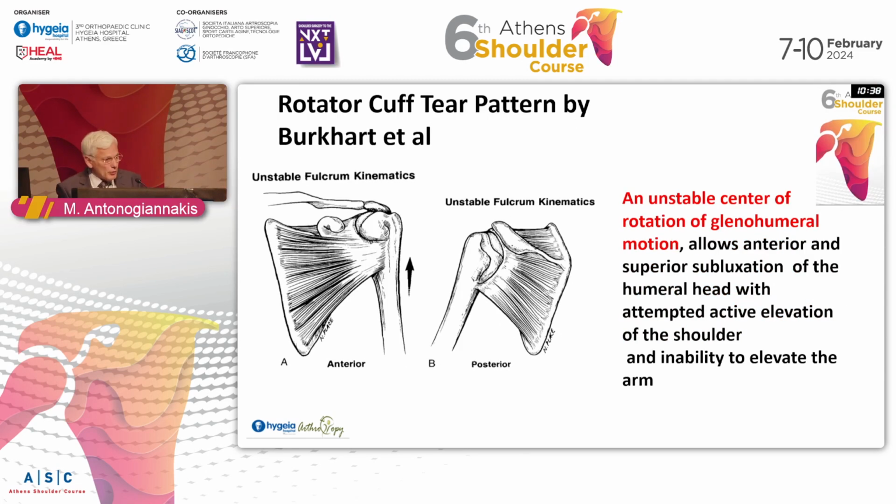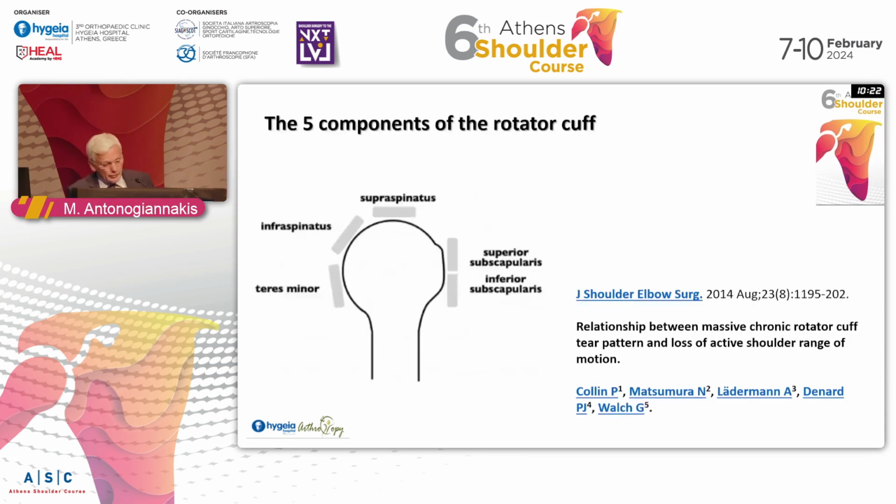And then we have the worst scenario, the unstable fulcrum kinematics, anterosuperior escape of the humeral head, and then pain and loss of function, complete loss of function. And this is the big problem of the massive rotator cuff tears that lead to rotator cuff arthropathy at the end.